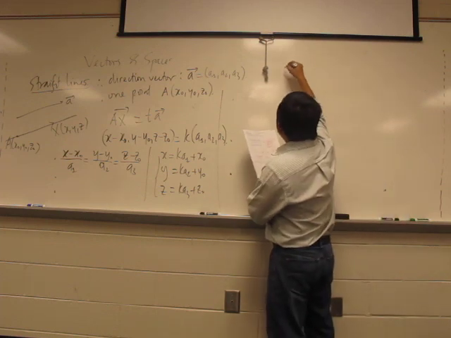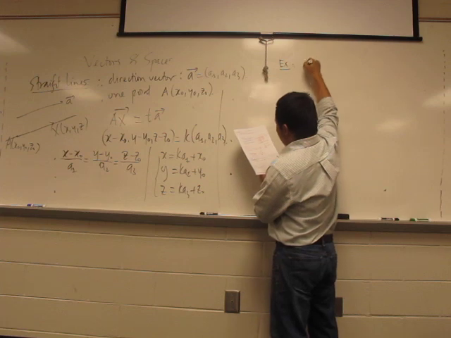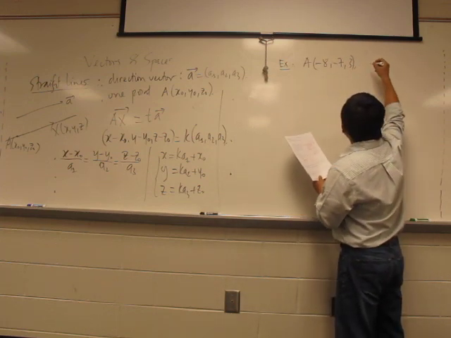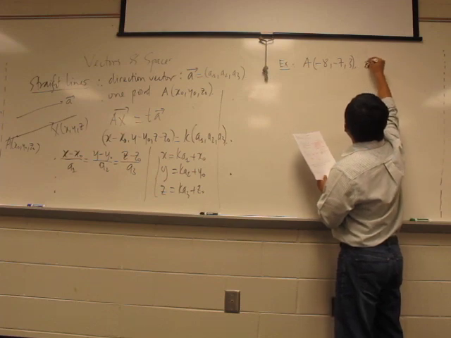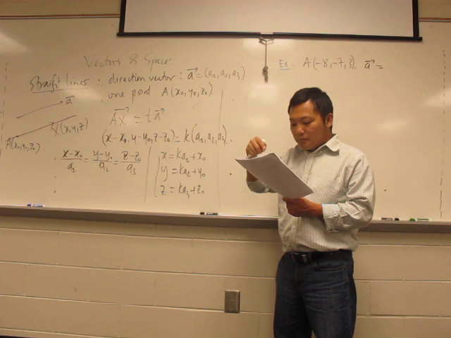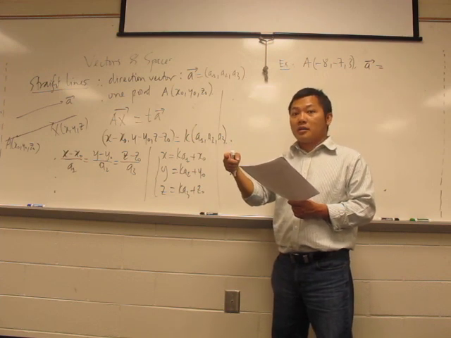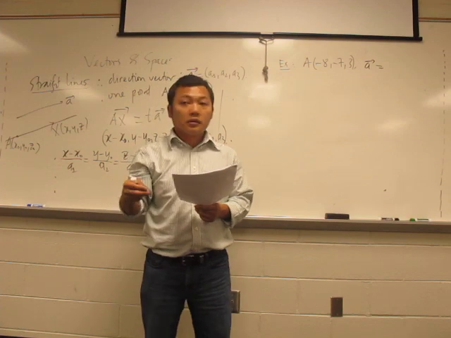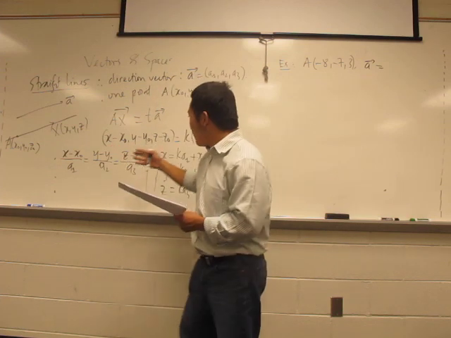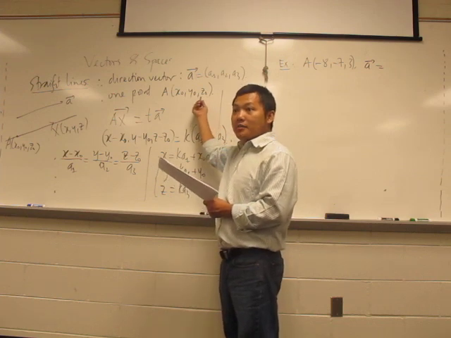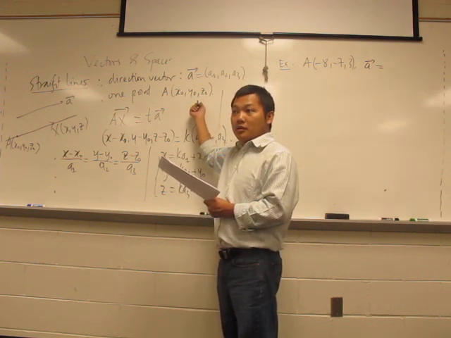So you have a point A (a, -7, 3) and a direction vector. This straight line is passing through that point, perpendicular to the xyz plane. So what is the direction vector of this straight line? Suppose the xyz plane is this, right? The plane is this, and the line is perpendicular. So what is the direction vector?